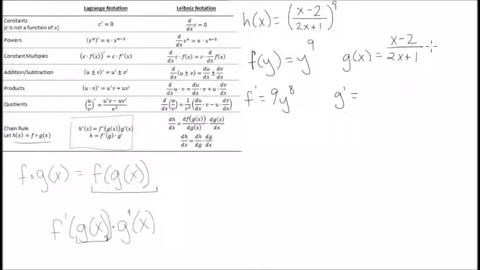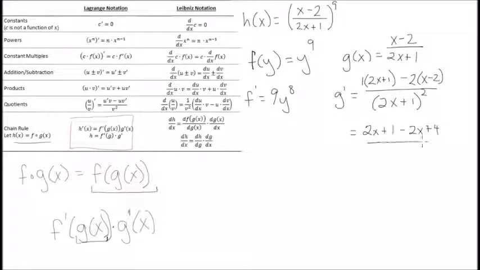And the derivative of g with respect to x is going to be equal to, I'm looking over at the quotient rule. I take the derivative of the numerator, I get 1 times the denominator unchanged, minus the derivative of the denominator, which is 2, times the numerator unchanged, over the denominator squared. I should probably go ahead and simplify the numerator here. I distribute the 1, I get 2x plus 1. I distribute the 2 and the negative sign, I get minus 2x plus 4, over 2x plus 1 squared.